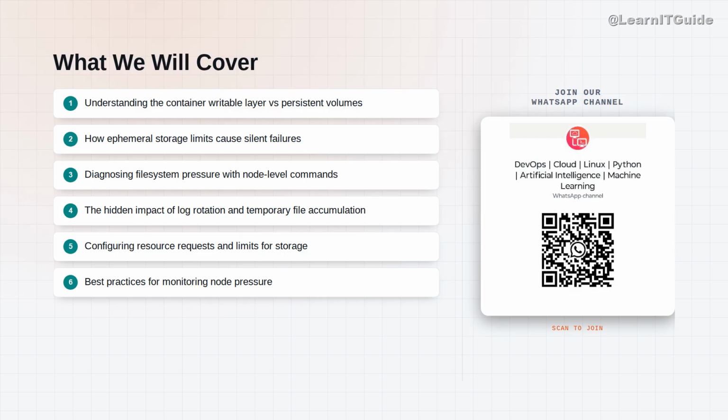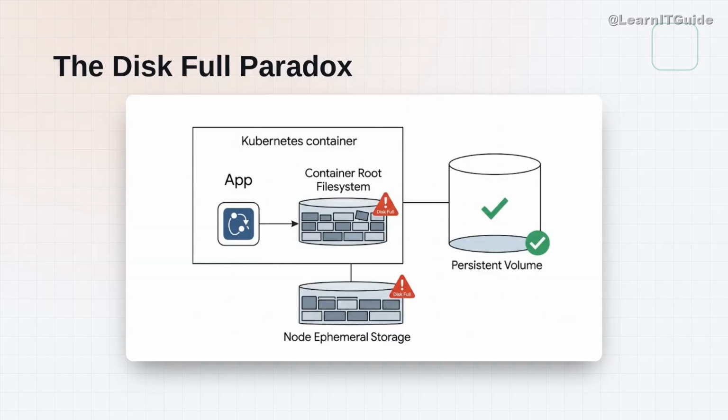Let us get started. So why does your application report a disk full error when your volume is empty? It comes down to where the data is actually being written. A Kubernetes pod isn't just one file system. It has the persistent volume you mounted, sure, but it also has the container's own root file system.